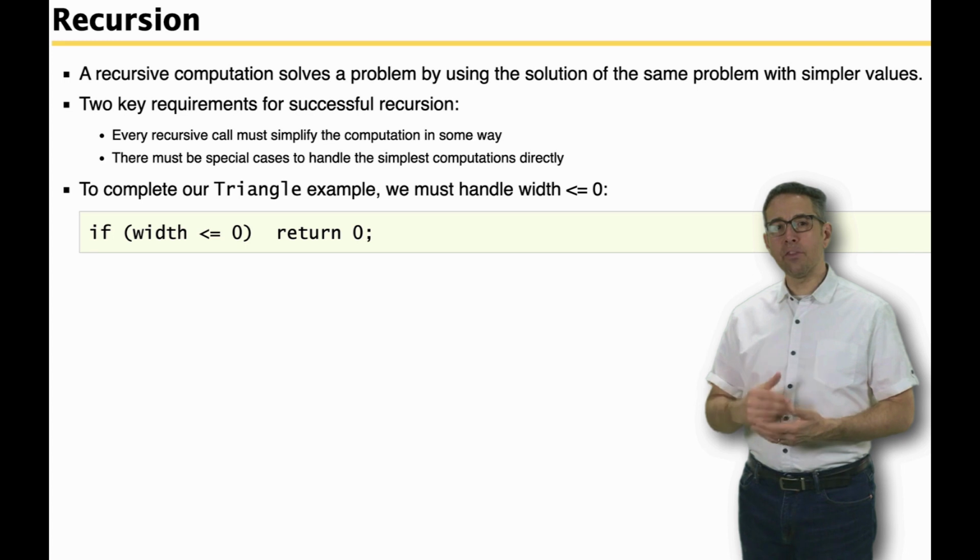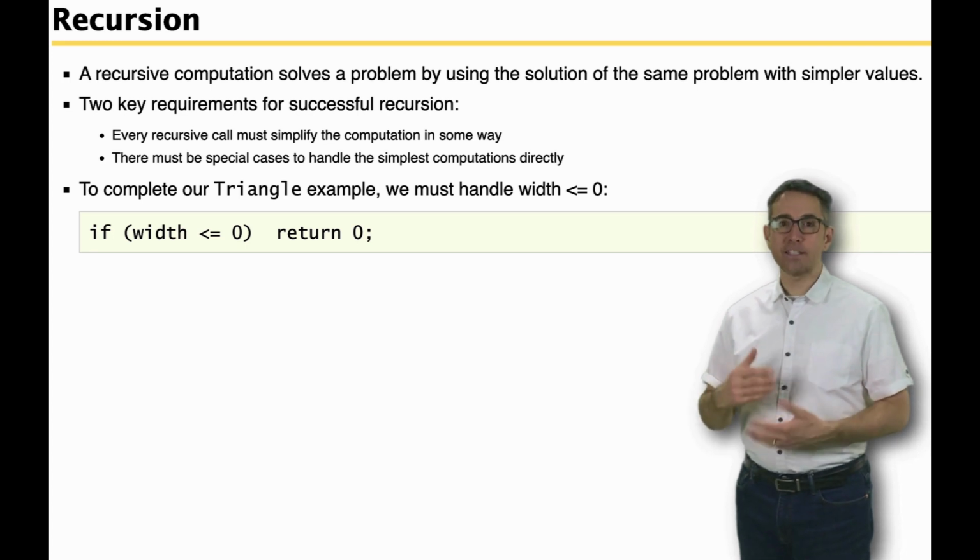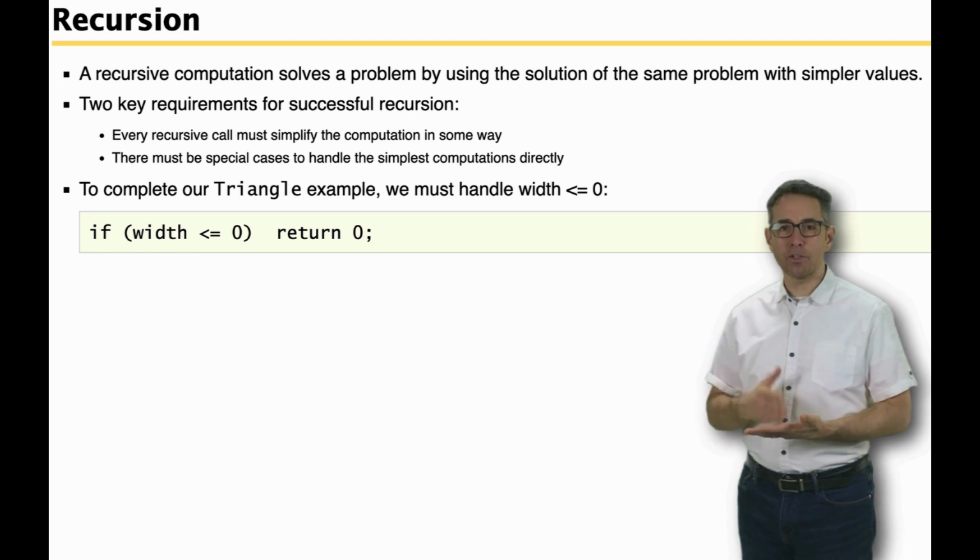And then finally, the other thing that has to be present for a recursion to be successful is that there has to be a base case. There has to be a point at which you stop calling those recursive computations as well.